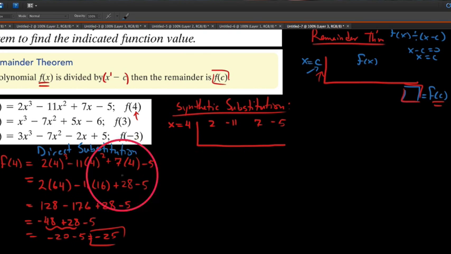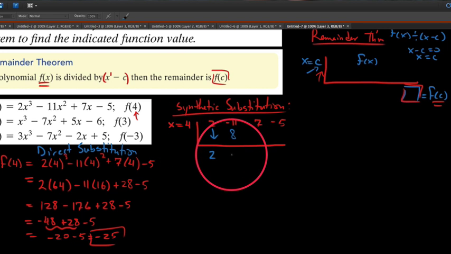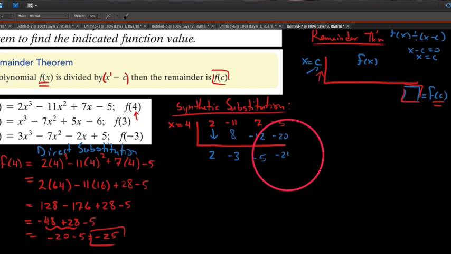So you know how long it took me to do this. Let's kind of time it here. If I were to drop my 2, let's say 2 times 4 is 8. 8 plus a negative 11, no hurry, is negative 3. 4 times a negative 3 is a negative 12. Negative 12 plus a negative 7, or positive 7 here, is a negative 5. 4 times a negative 5 is a negative 20, and then finally I get negative 25.